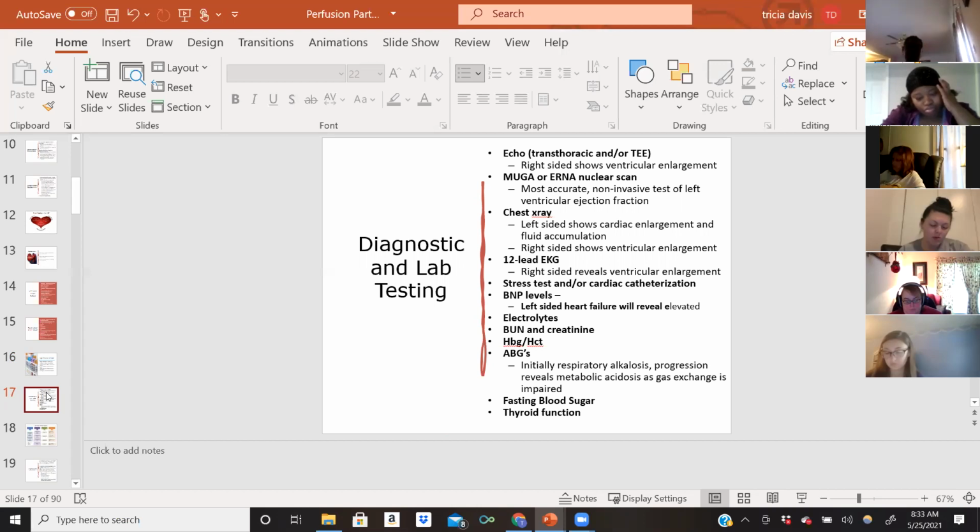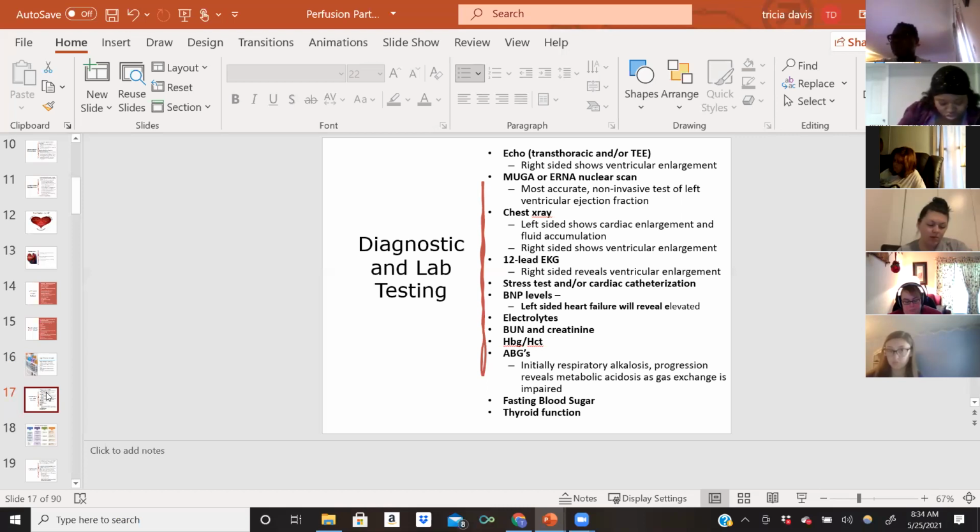We're going to be looking at BUN and creatinine because we want to see if our kidneys are being perfused properly. Hematocrit and hemoglobin, sometimes they're going to change based upon our electrolytes. We're going to do ABGs. Initially, our patients are going to present with respiratory alkalosis. After it's left untreated, it's going to progress to metabolic acidosis as that gas exchange becomes even further impaired.